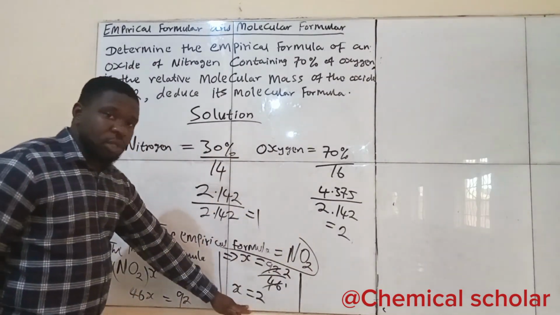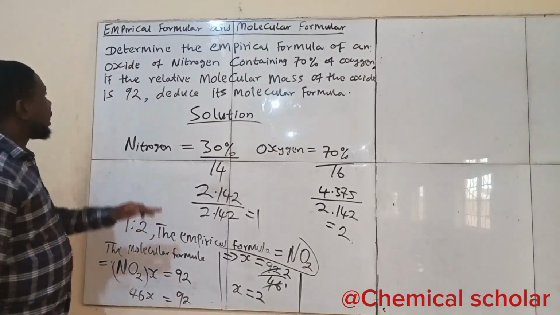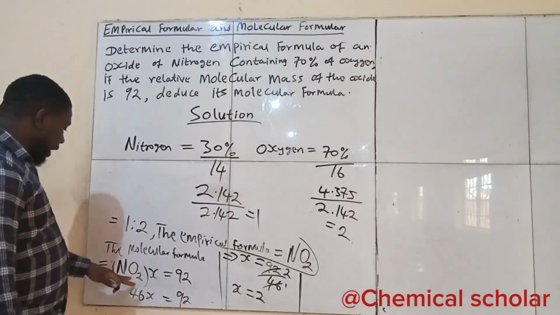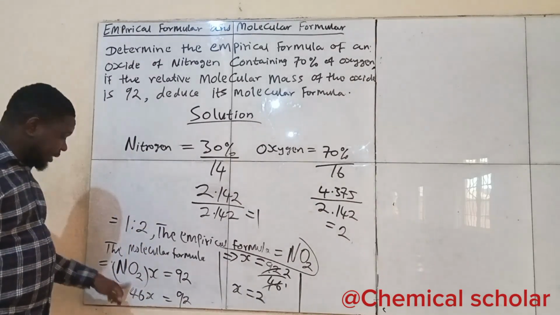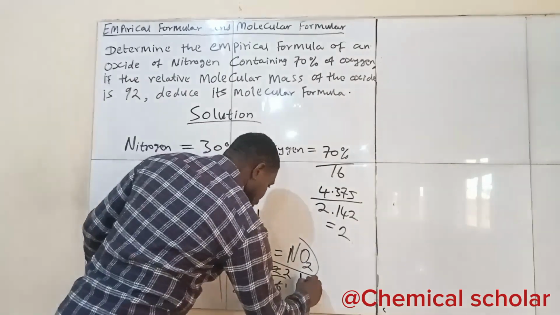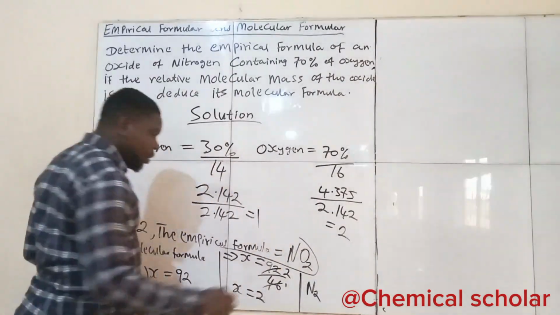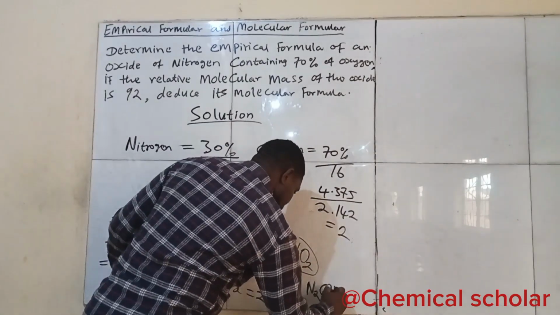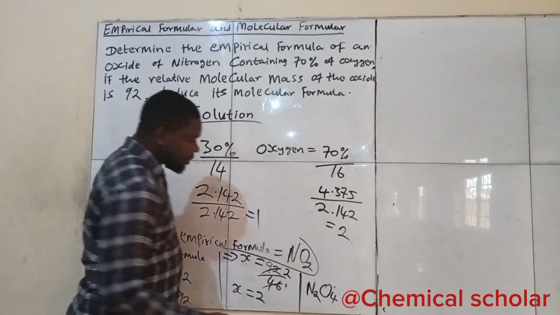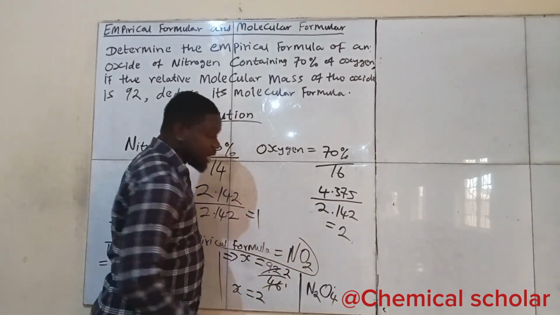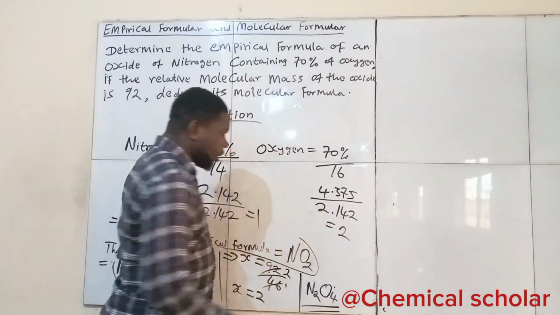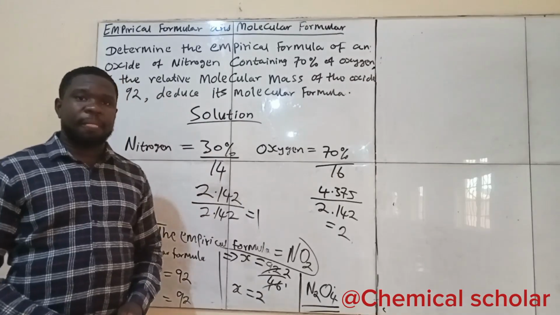If x is equal to 2, then the molecular formula will be 2 times NO2. And if we do that, we have N2O4. So the molecular formula of the nitrogen oxide is N2O4. So this is our answer.